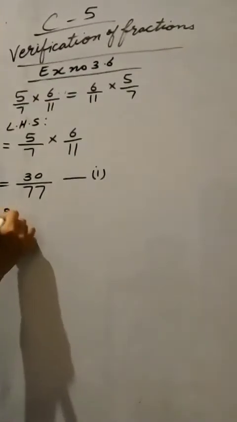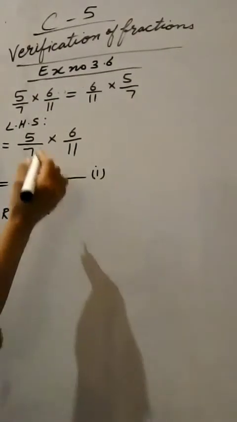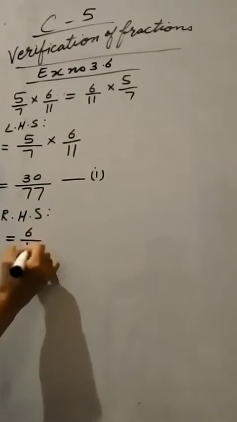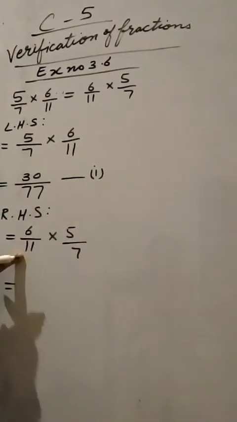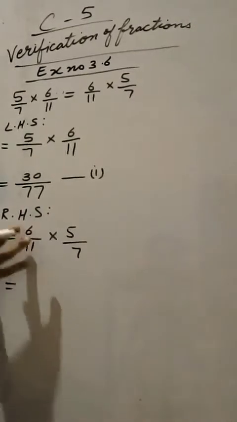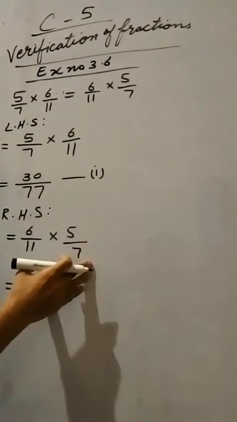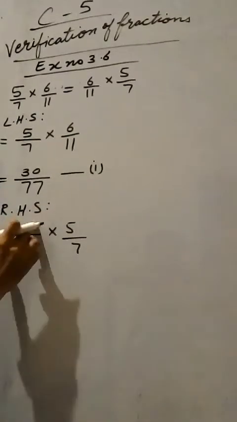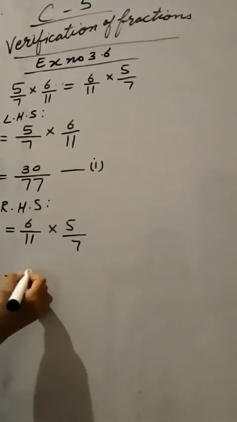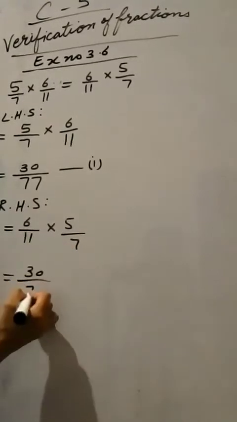Now take your right hand side. The right hand side is 6/11 multiplied by 5/7. Same condition, 6/11 cannot be divided by the same number. 5 or 7 no, 7 and 6 no, 11 and 5 no. Cutting is not possible. Just multiply the numerators: 5 6 times 30 and 7 11 times 77.